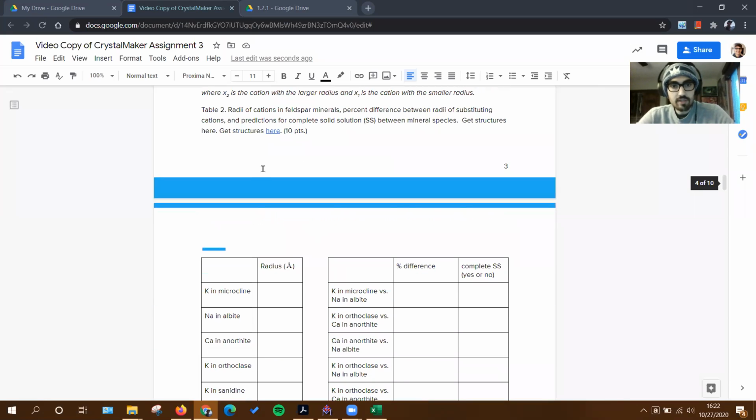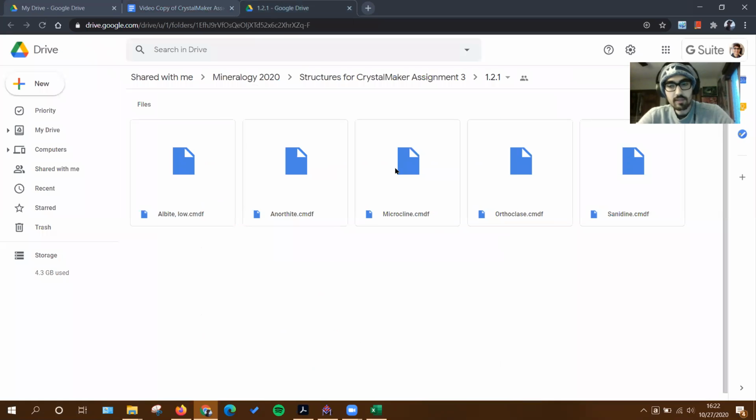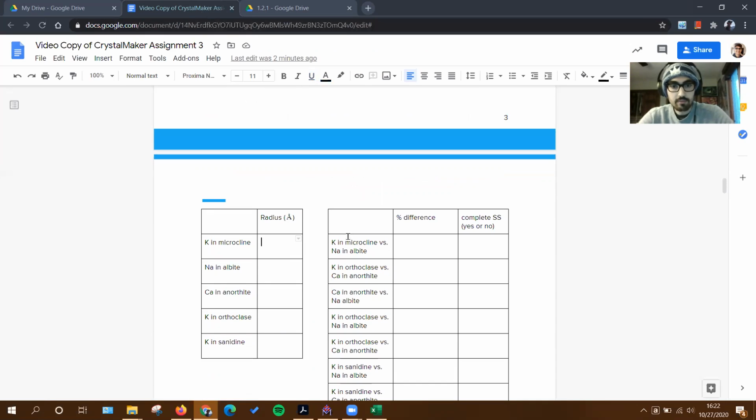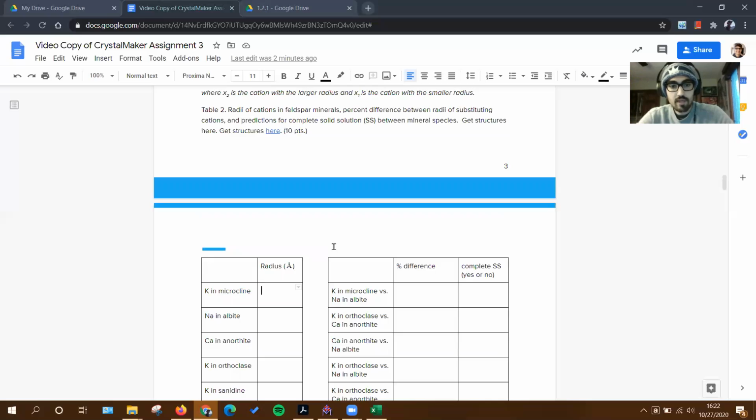Just like in the first table, you are given a link to a folder. That folder contains all the files that you should be looking at here. So you don't want to be looking at albite high or a different albite file, because there are several in the crystal structures library. These are the ones we want you to look at. We'll do this first row here: the potassium in microcline versus the sodium in albite. Let's jump right into it.